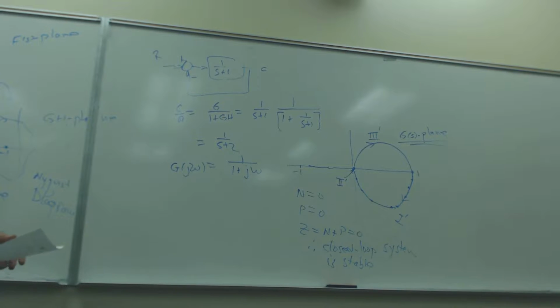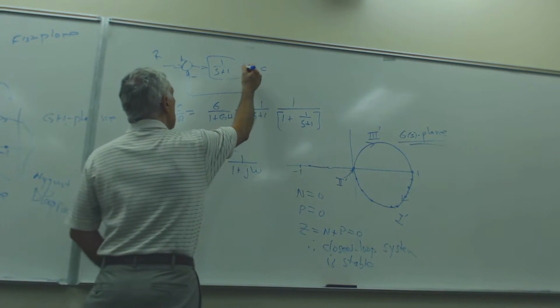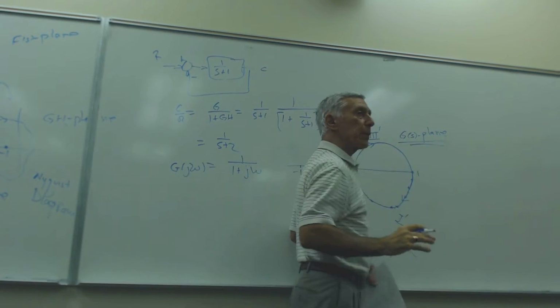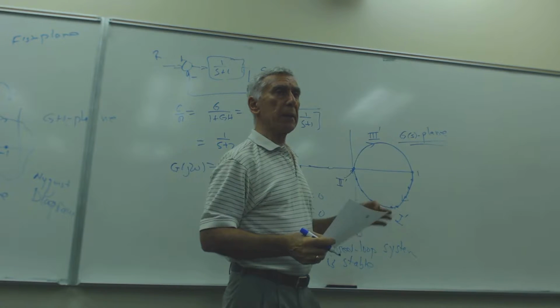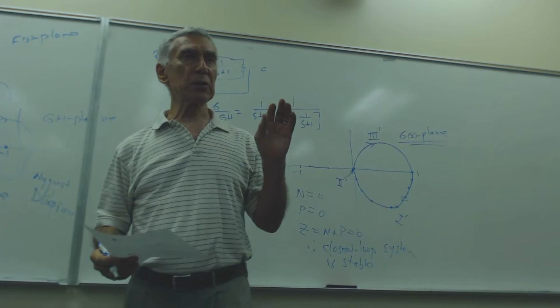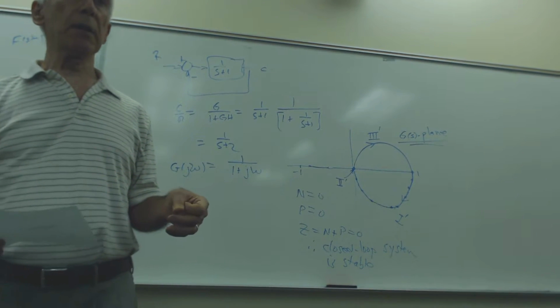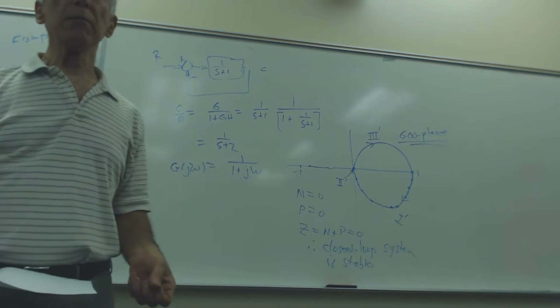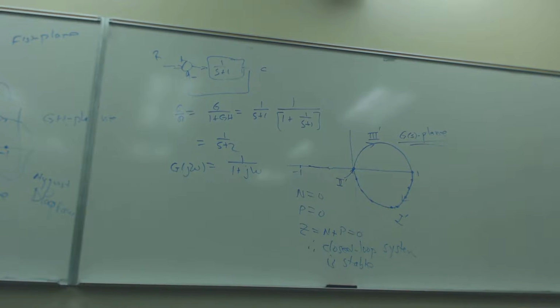And remember, we're using the GH, with H equals 1 in this example, for plotting the Nyquist diagram. We also use GH to plot the Bode diagrams. We also use GH to plot the root locus. Okay. Now, any questions about this? Clear? Okay. So let me go on to another example.